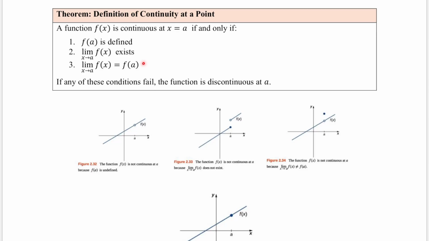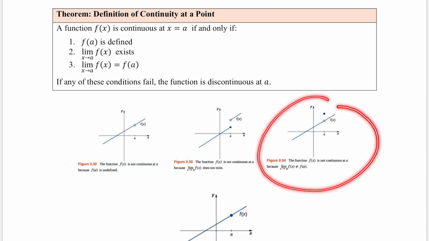Finally, and this is very important, the limit must equal the actual function value. So in symbols, we need the limit of f of x as x approaches a equals f of a. So even if the limit exists, and even if f of a exists, they must match. If they are different, the function is not continuous. This graph is an example where f of a does not equal the limit at a.